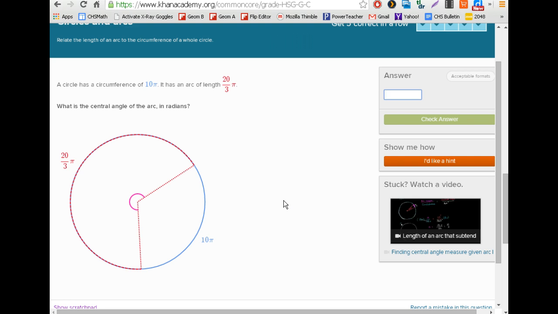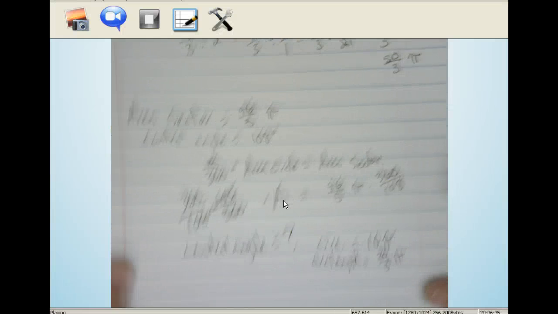So here we go. Let me write this information down, and we'll go back and show you how to do it. Central angle, that's the unknown. That's what we're trying to solve for. The circumference is equal to 10 pi, and the arc length is equal to 20 over 3 pi. Okay, so now we're going to try and solve here a little bit. Let's go back to my screen and we'll work through this, okay?